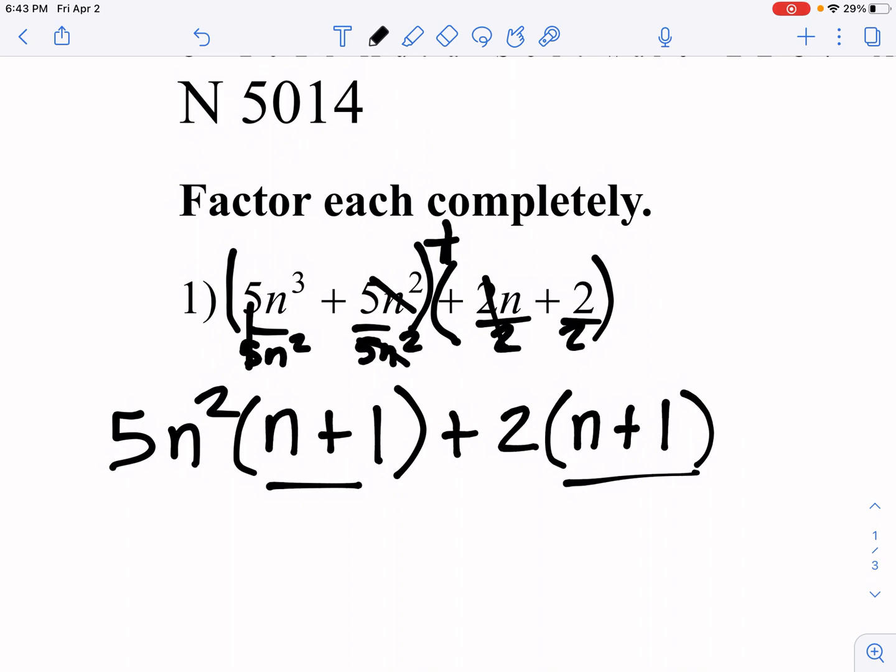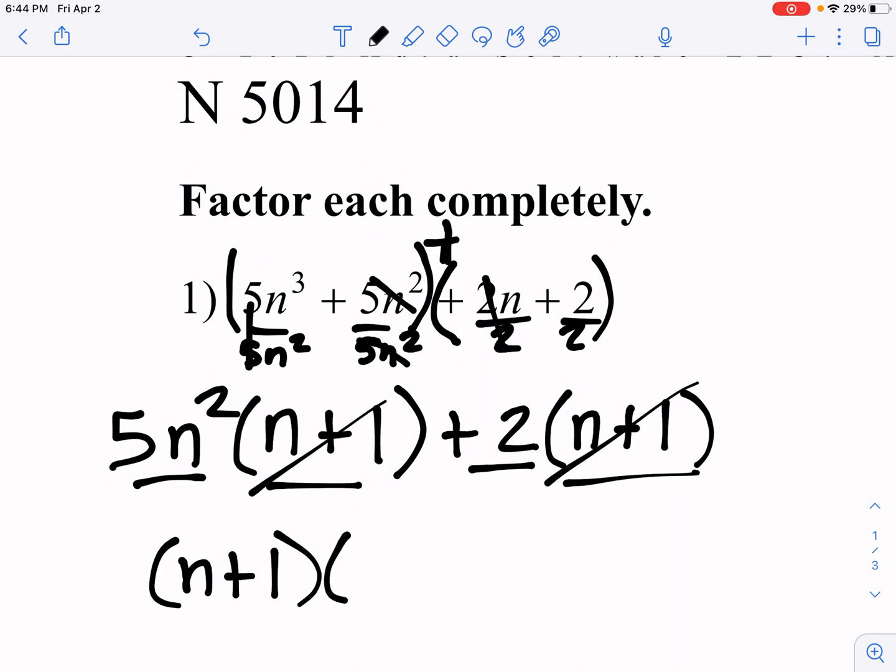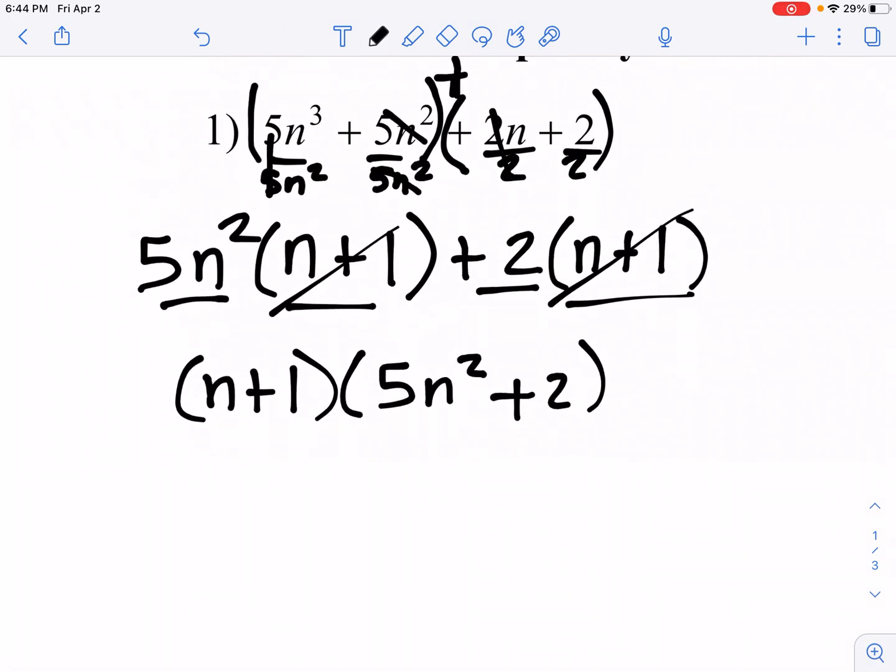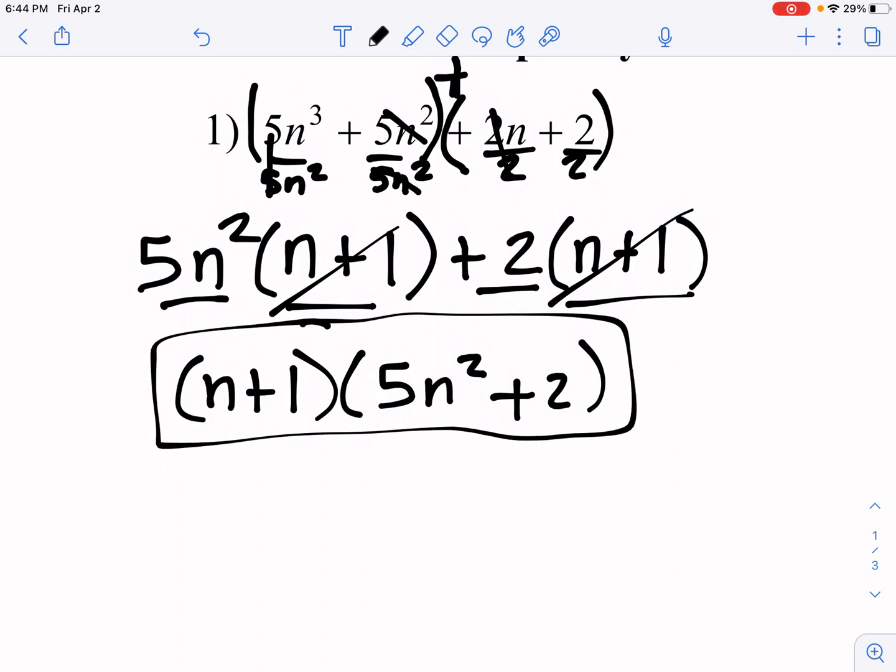What's neat about this is because they are the same, we can actually factor that out. We can take that out, bring it to the front, and multiply it by what remains. In this case, what remains is the 5n squared and the plus 2. So now what we end up with here is a binomial times a binomial. This would be completely factored, and if I multiplied this through, I would get back what I started with.